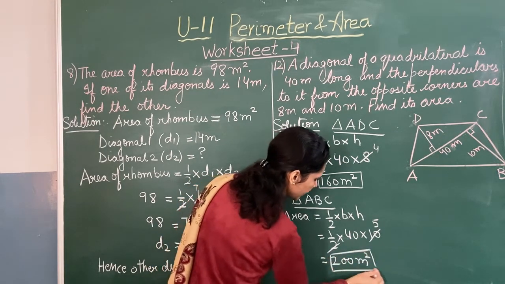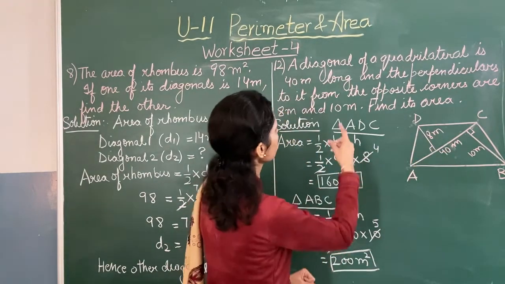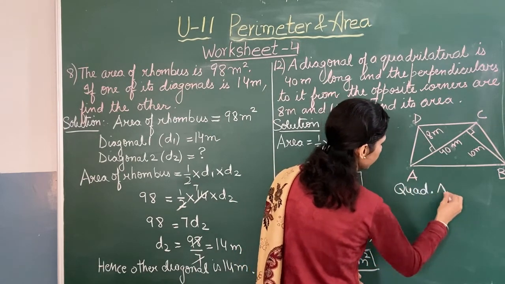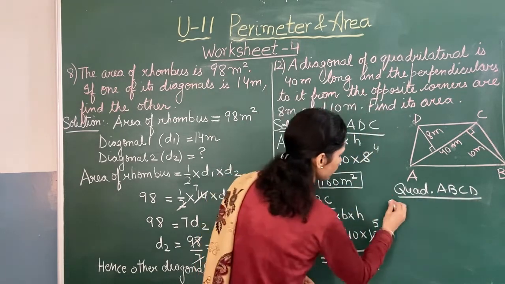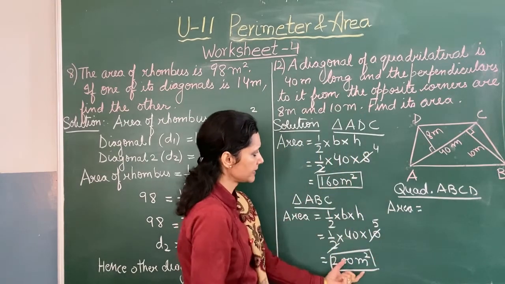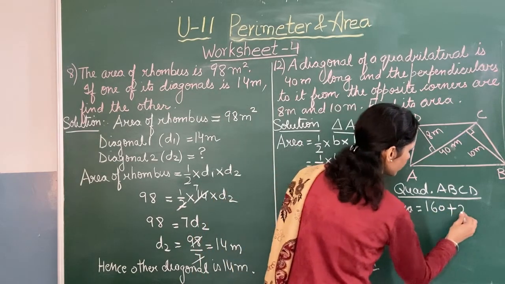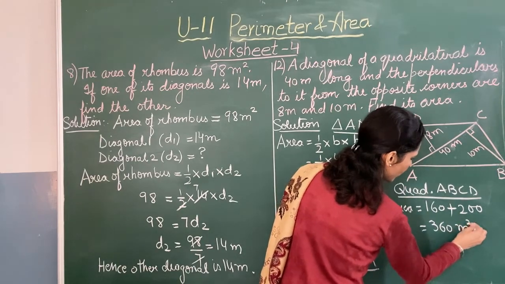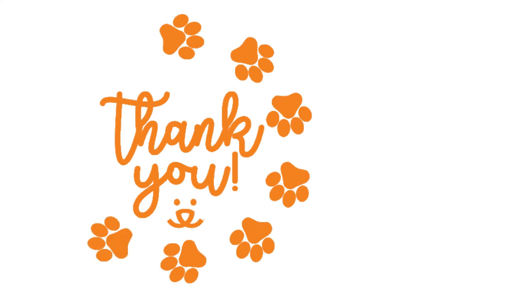Now that we know the area of these two triangles, in order to find the area of the quadrilateral, let's give the heading quadrilateral ABCD. So the area would be equal to this area plus this area, that is 160 plus 200, which comes out to be 360 square meters, which is your answer.